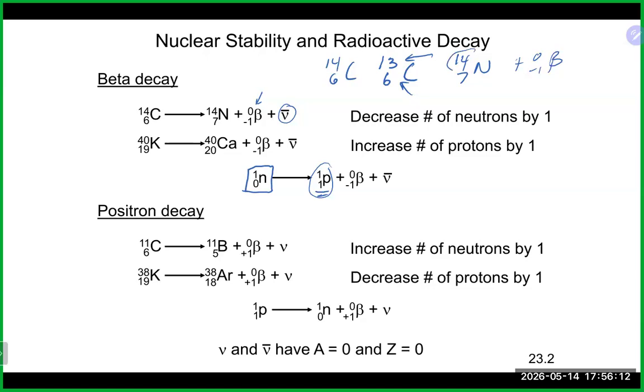So although it appears that the mass number really doesn't change, it actually does change. One of the neutrons goes away, but then we put back in a proton. So overall our mass number remains the same, but there is that conversion of a neutron into a proton when we have a beta decay.